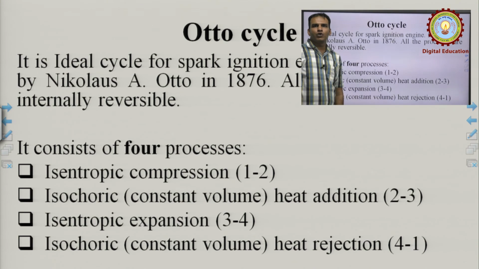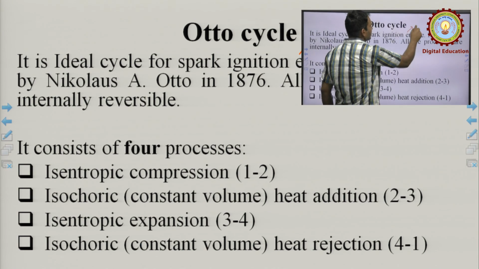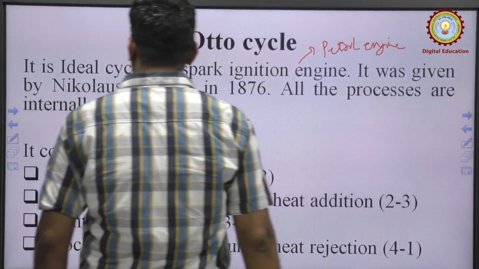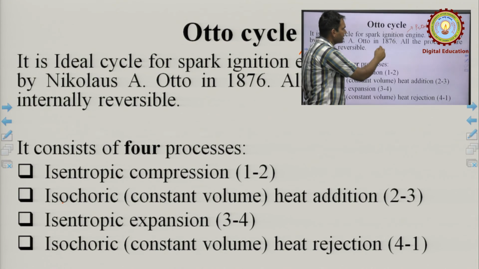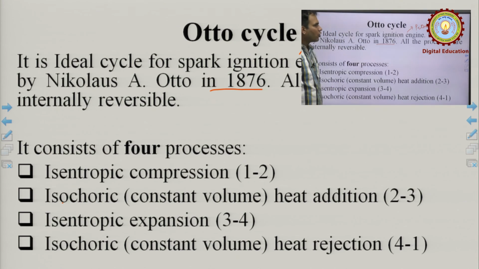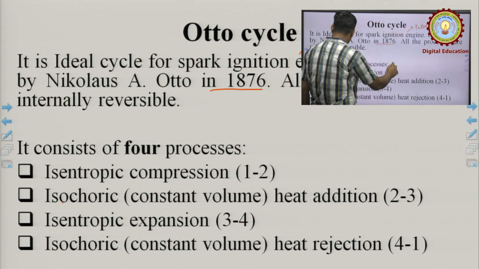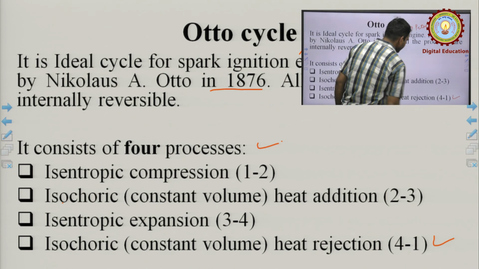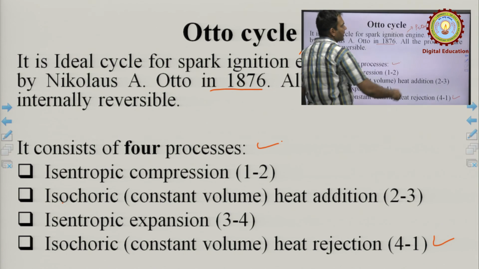The Otto cycle is basically used for spark ignition engines or petrol engines. This cycle was given by Nicholas A. Otto in 1876. In this cycle, all processes are internally reversible. It consists of 4 processes: isentropic compression 1 to 2, isochoric heat addition, that is constant volume process, 2 to 3, isentropic expansion 3 to 4, and isochoric, that is constant volume, heat rejection 4 to 1. So, this cycle is basically used in the petrol engine.